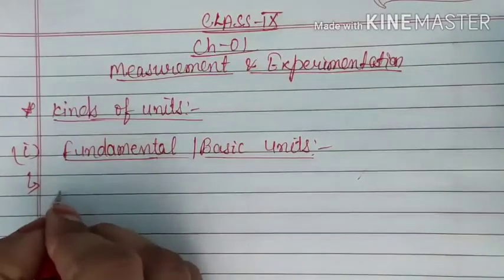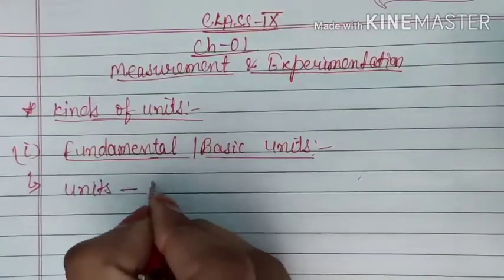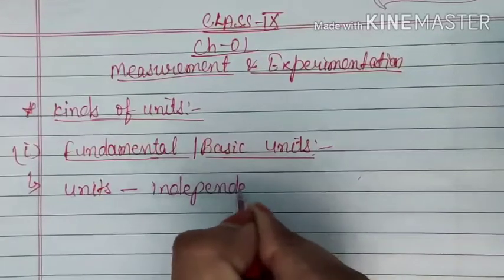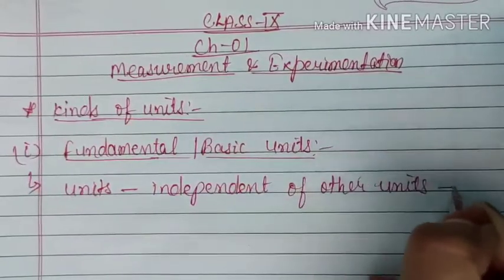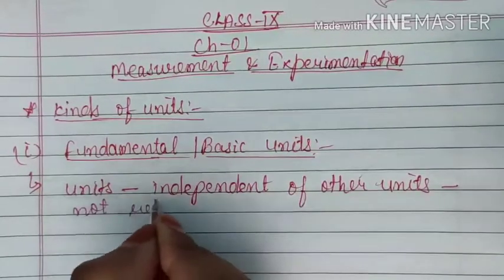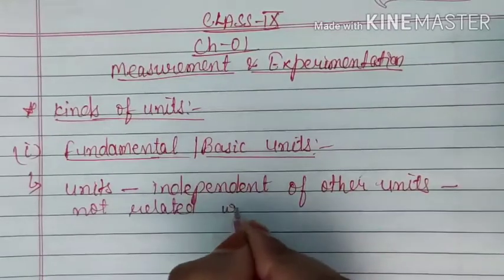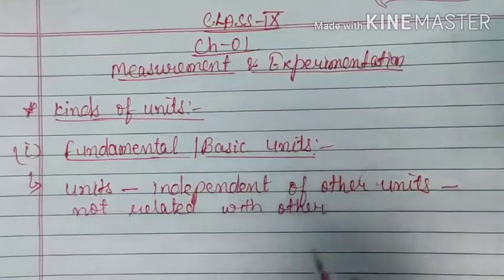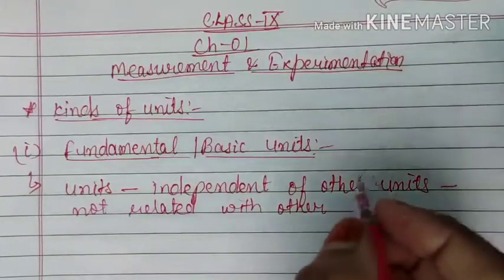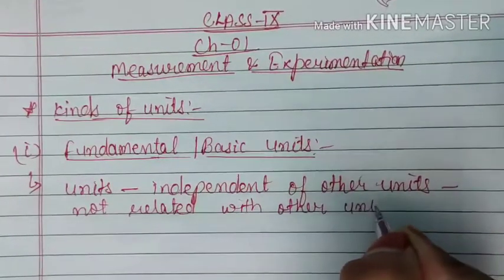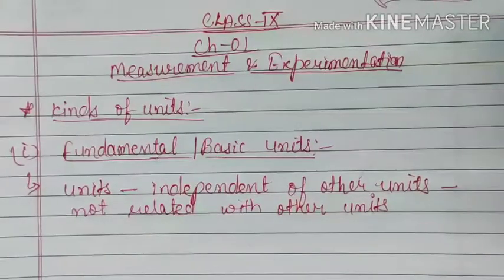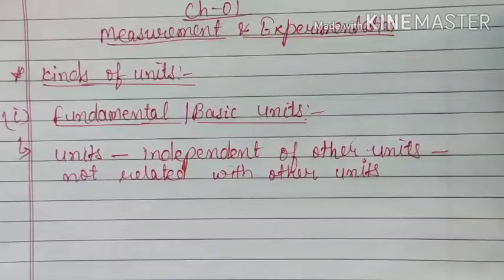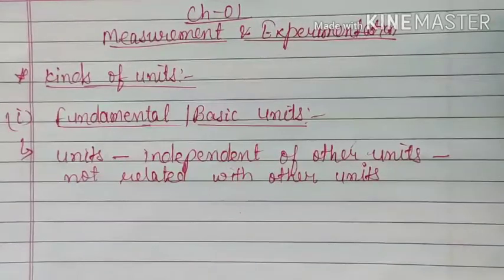That means those units which are independent of other units, or which are not related with other units. However, we can relate other units with fundamental units. They do not change themselves according to other units, because they have their independent existence. So obviously they will not depend or change according to other units. They are known as fundamental or basic units.